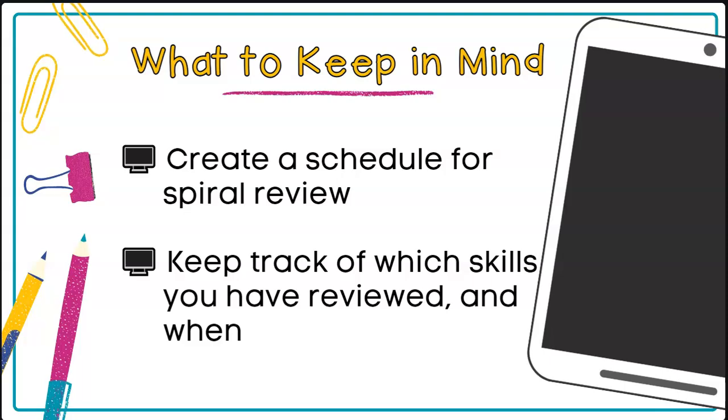Create a schedule for spiral review. After you've reviewed a skill, put something on your calendar that reminds you to bring that LINKtivity back out in 3 months, 1 month, however soon, how often you want to review that skill. Put it on your calendar so you don't forget to do it. And keep track of which skills you reviewed and when, so that you know you've already covered that skill and then you're going to choose a different one.